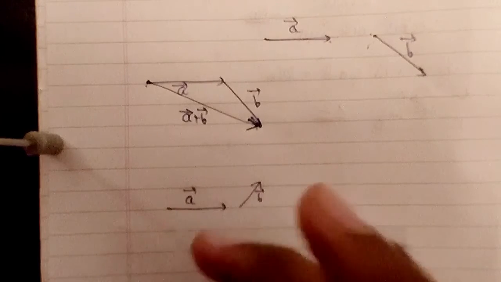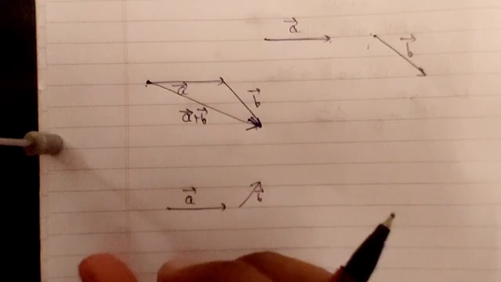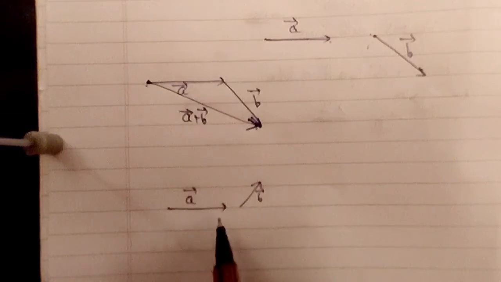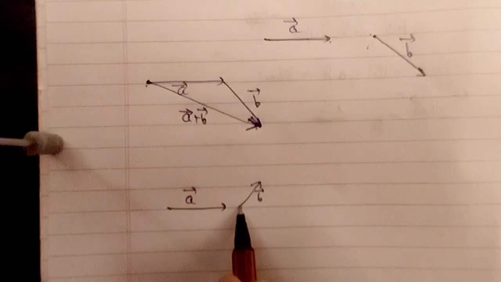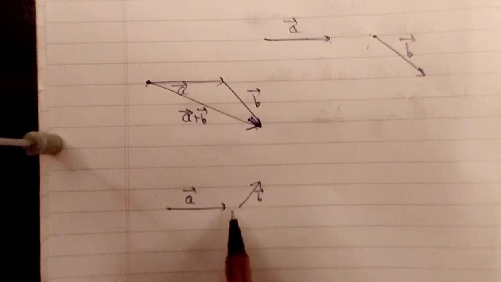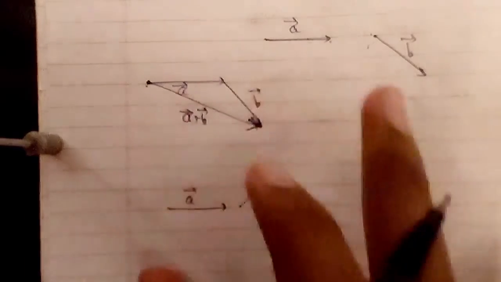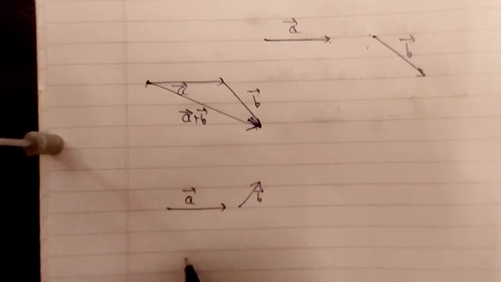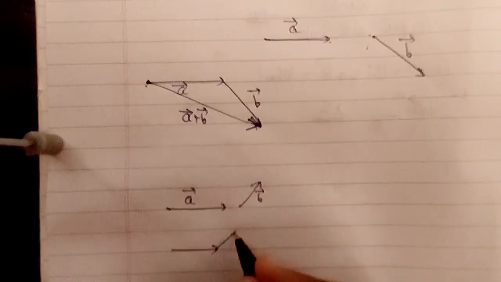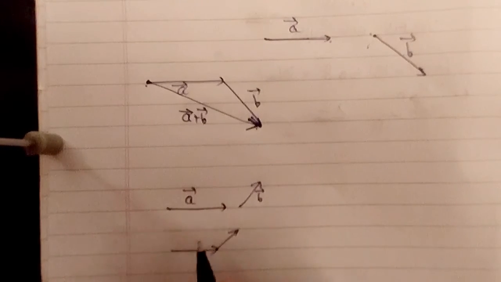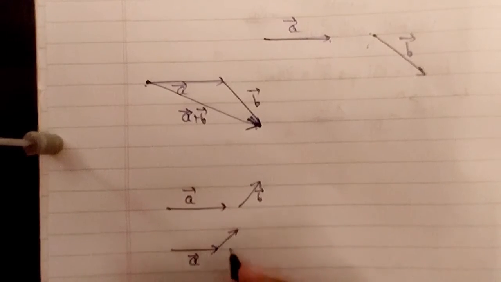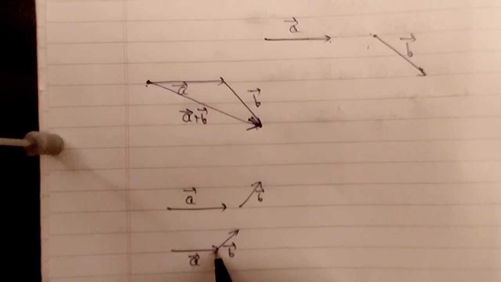Now what you need to make sure when it comes to addition is that the initial point of the second vector lies on top of the arrowhead of the first vector. And this is what you call addition of vectors, graphically at least. Now I'll come to the physics part of it.